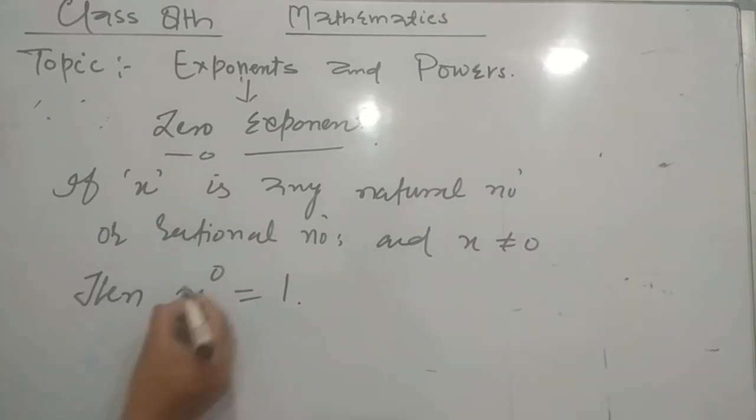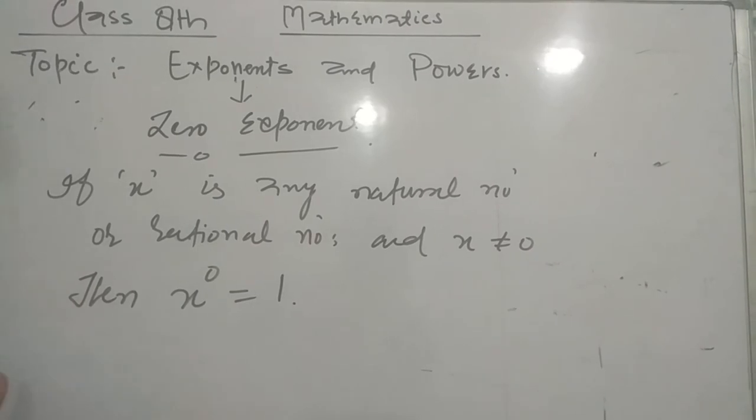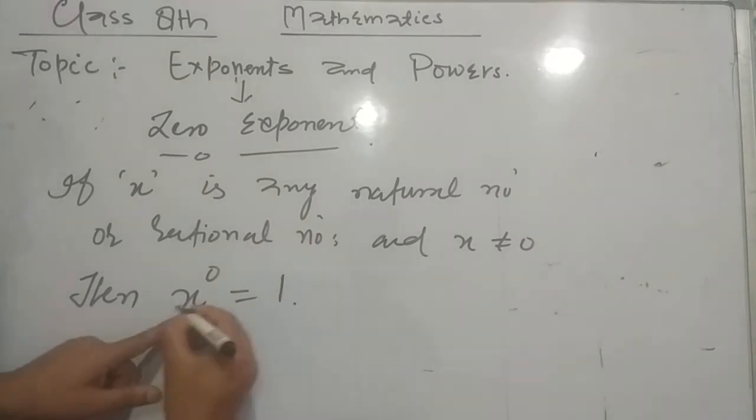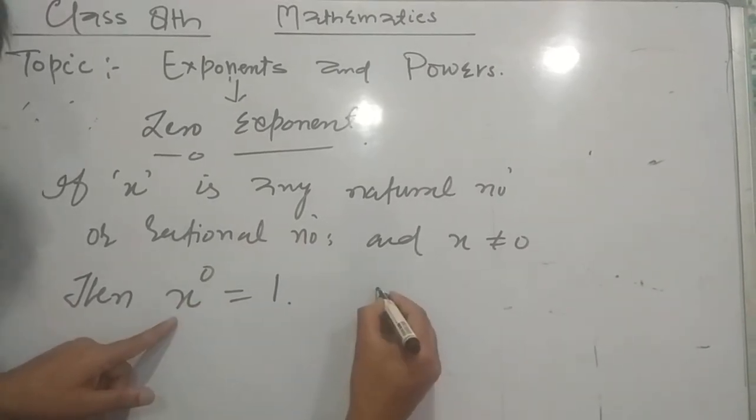For example, if x is a rational number, if x is any natural number, say x को हम replace करें by a natural number, that is 5.